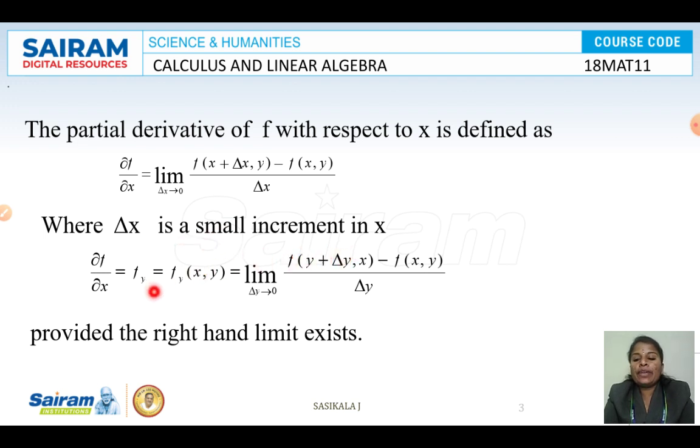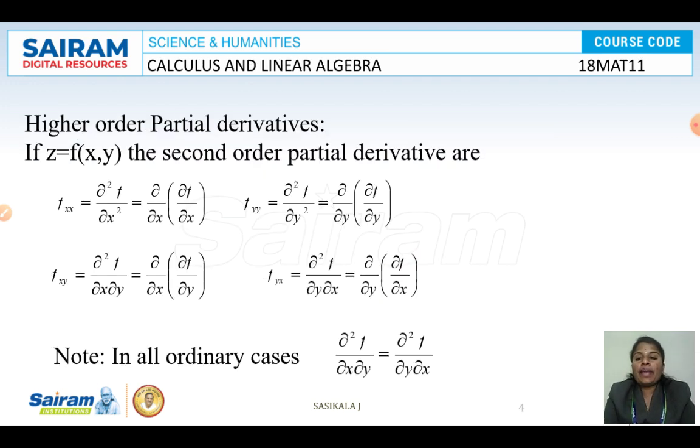Similarly, dou f by dou y is f y of x comma y, which is the limit as del y tends to 0 of f of x comma y plus del y minus f of x comma y, by del y, provided the limit exists. This is the basic definition, and now you can see the notations we use for higher order partial derivatives.